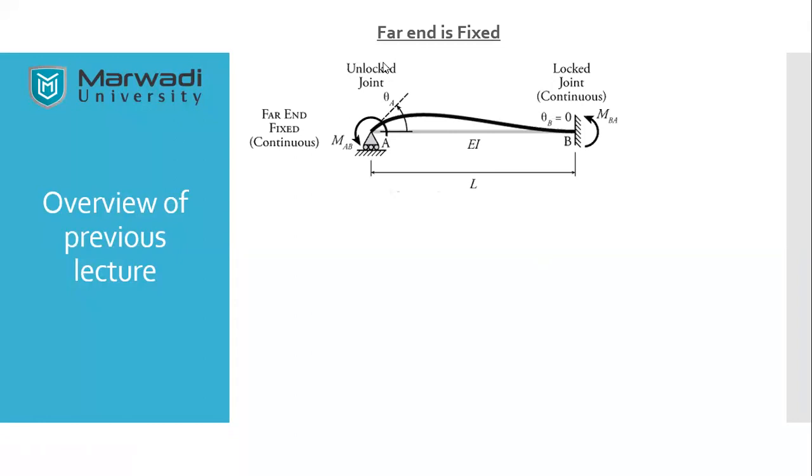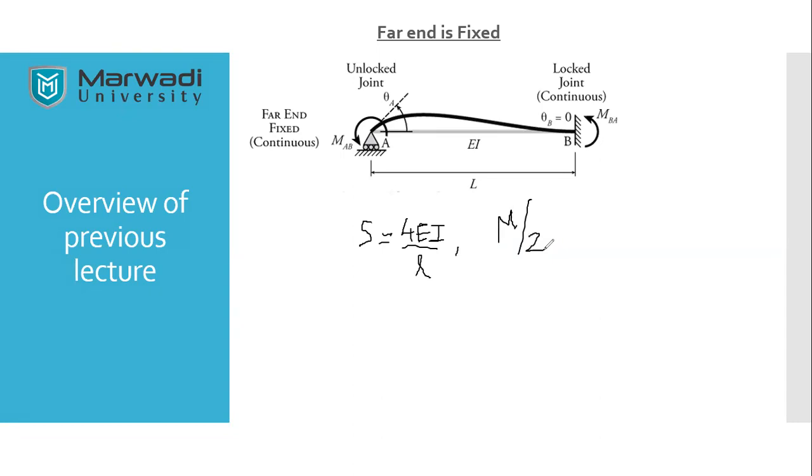First is when my far end is fixed. By using our classic relation of slope deflection and radius of curvature, we have derived these two equations. So basically it was something like that. The stiffness of such kind of beam used to be 4EI over L, and the moment or carryover moment used to be M by 2. So what was M by 2?